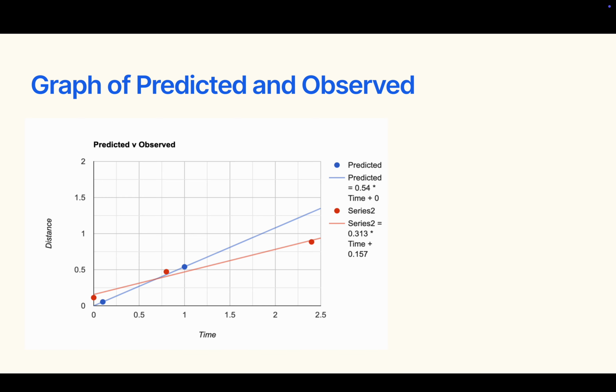So this is my predicted versus observed graph. The blue line is what I predicted the marker to roll, and then the red line is actually how the marker rolled. So you see that the predicted marker went further than the actual observed marker.